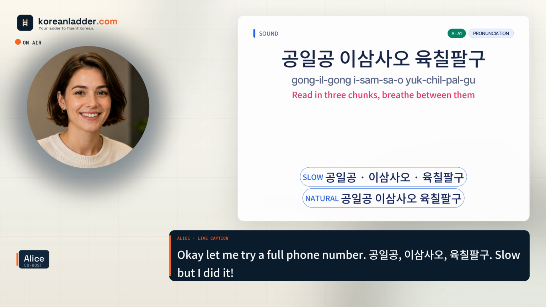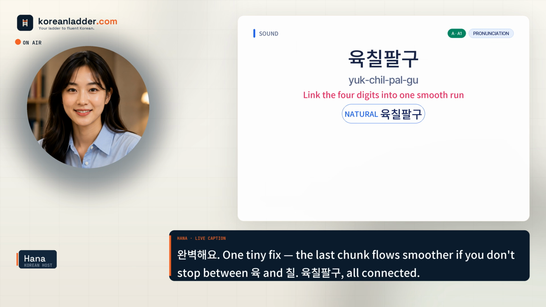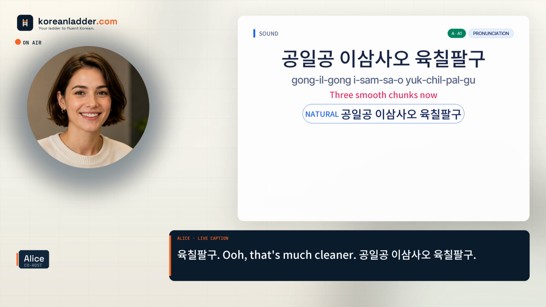Okay, let me try a full phone number. 010-2345-6789. Slow, but I did it. 완벽해요. One tiny fix. The last chunk flows smoother if you don't stop between 6 and 7. 6, 7, 8, 9. All connected. 6789. Ooh, that's much cleaner.